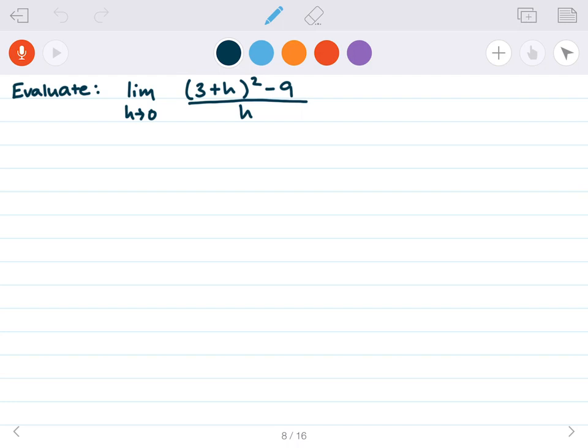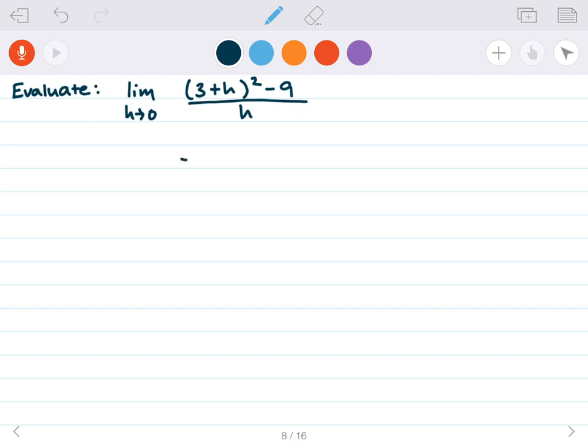Okay, let's do this guy. All right, so notice we have a problem. We can't plug in 0 for h because the denominator gives us 0. So we need to kind of mess around with this. Well, the first thing I notice that I can do is, I can go about this a couple different ways, but the thing that stands out to me is that I have 3 plus h squared, and so maybe I can FOIL that.